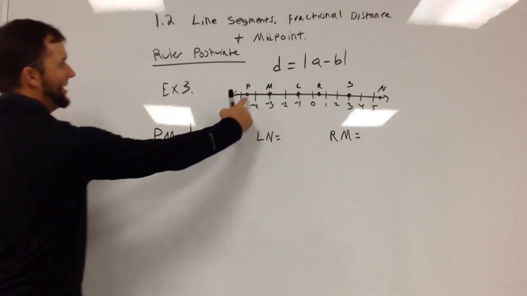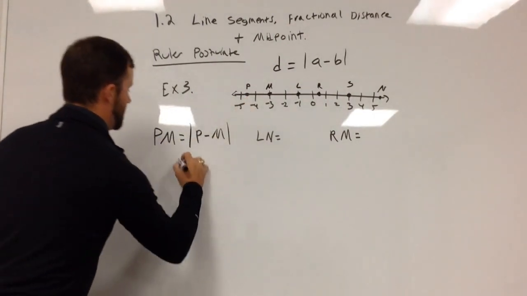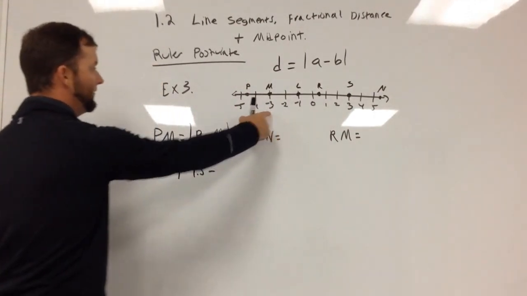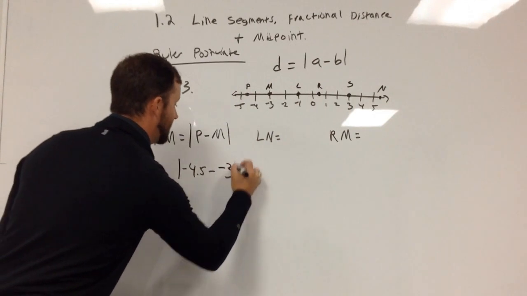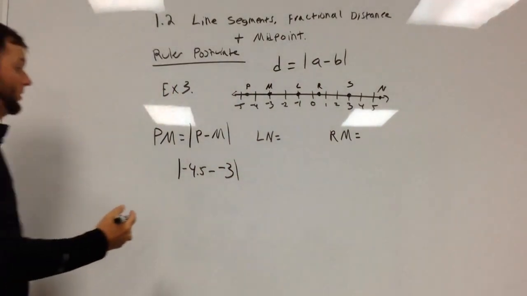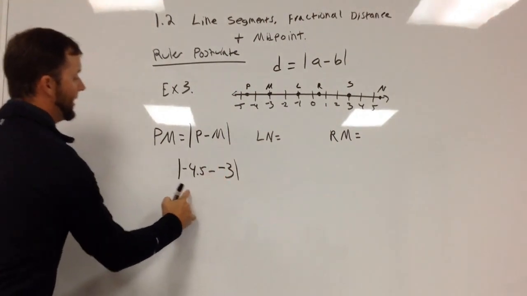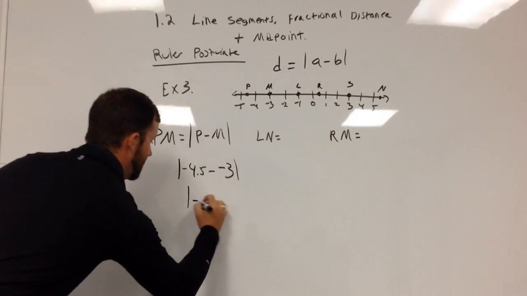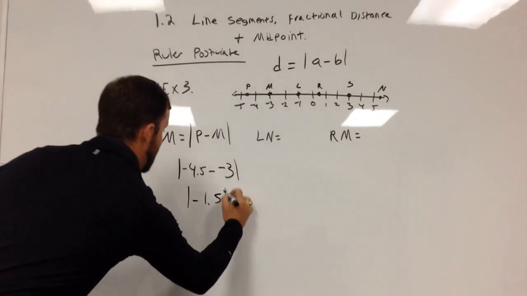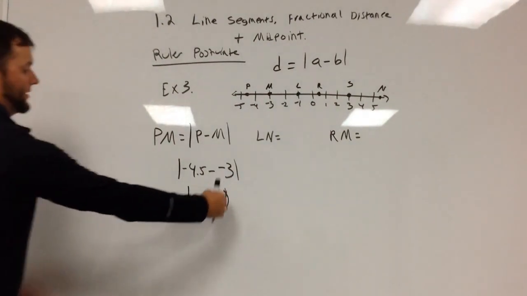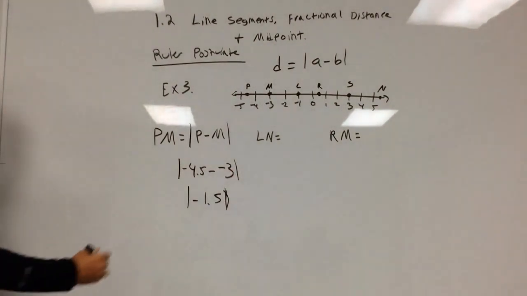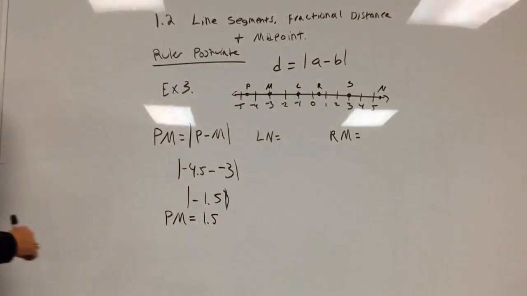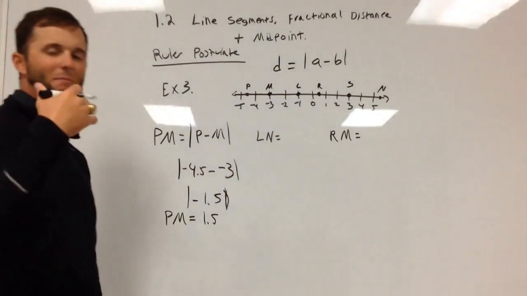So right now if I look here, P is at -4.5. So I'm going to do -4.5 minus what M is, which is going to be -3. So minus -3. So we got a double negative there, which is going to end up turning into a positive. So I'm going to end up doing negative 4.5 plus 3, which is going to end up being negative 1.5. So the absolute value now of 1.5, remember I told you the absolute value bars are going to change into positive. So the distance of PM is going to be positive 1.5, because remember, distance is always measured in positive.